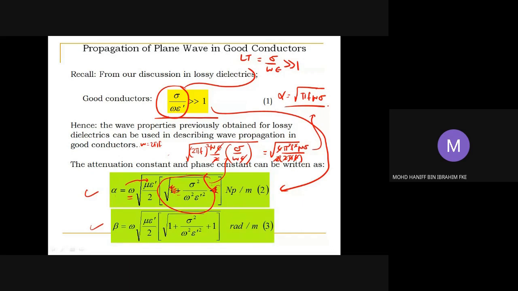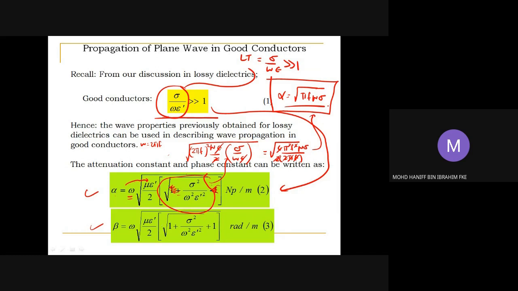So from the very long equation for alpha that we used previously for the case of lossy dielectrics, we have simplified it by assuming the loss tangent is very high compared to 1. We conclude that alpha for a good conductor can be simply written as this value, depending on f, the frequency in Hertz, the permeability mu, and the conductivity sigma of the medium.